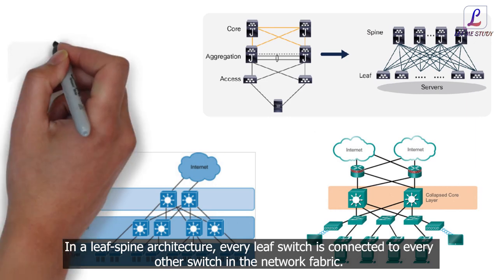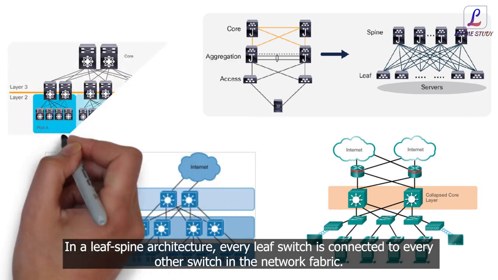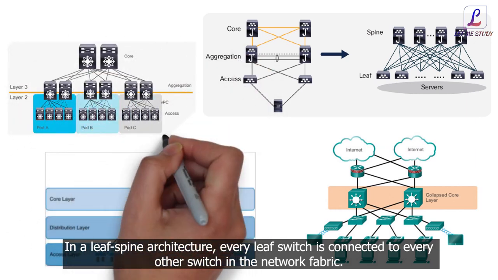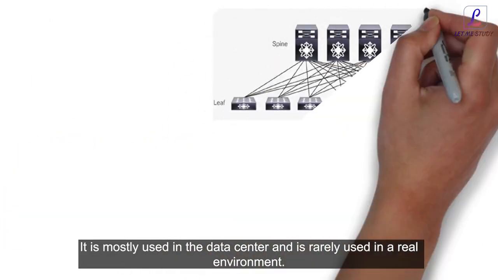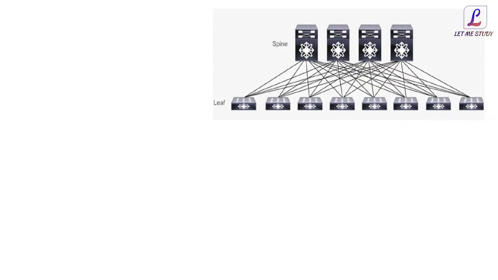In a leaf-spine architecture, every leaf switch is connected to every other switch in the network fabric. It is mostly used in the data center and is rarely used in the real environment. There are several benefits of leaf-spine architecture.